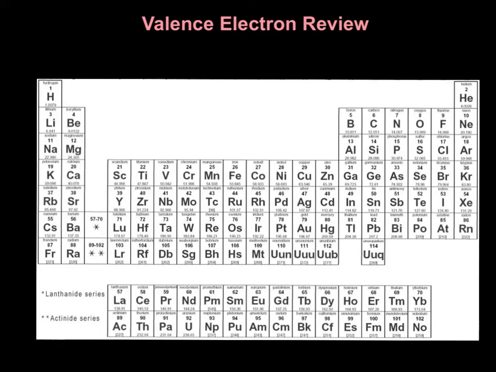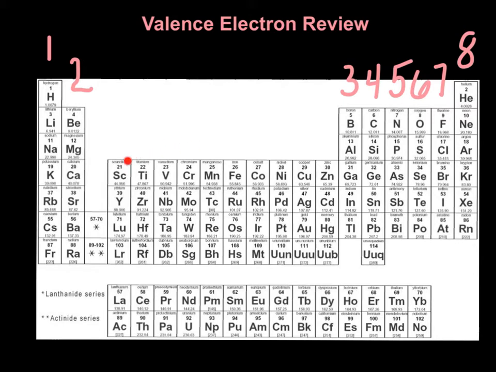Just recall that we determine the number of valence electrons based on the group, or the column, that an element is in on the periodic table. Our valence electrons can be anywhere between 1 and 8. In the first column, all of these elements will have one valence electron. In the second column, all of these elements have two valence electrons.